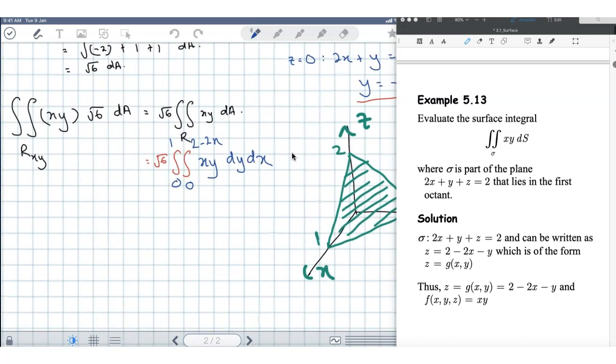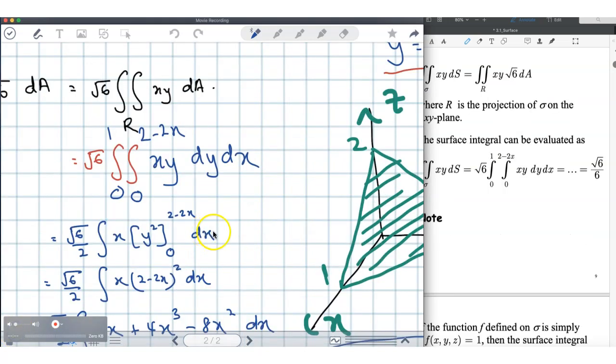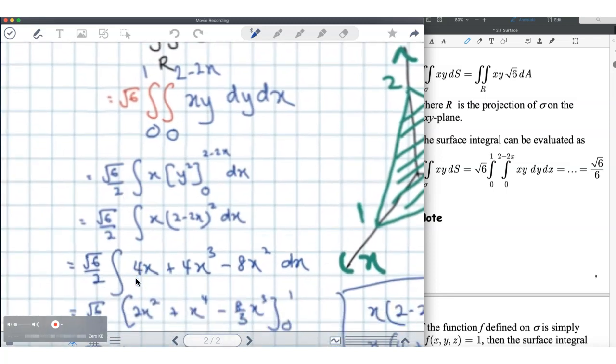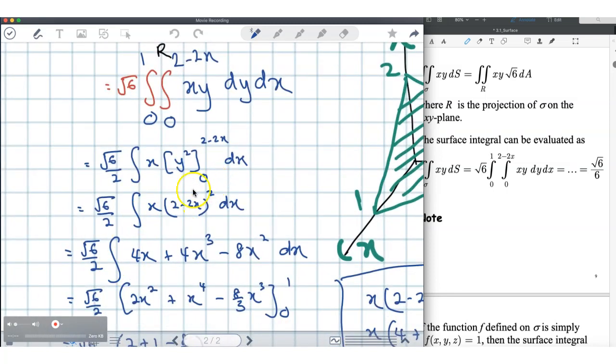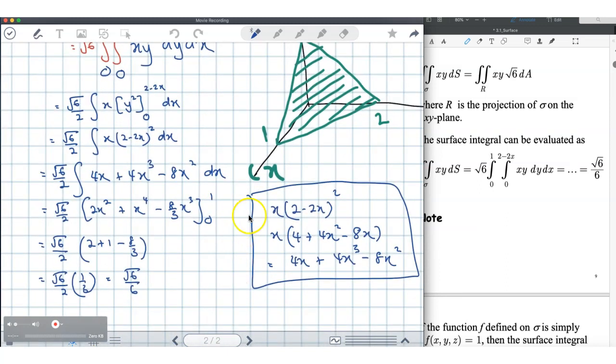Then we can integrate, as for a regular double integral that you have learned previously. When you integrate, as usual, integrate with respect to y. So we get y squared over 2, and then substitute the limit. Now your expression is in terms of only x, a single integral. We expand this and multiply by x and you will get this. Then integrate with respect to x, and finally put in the limit and get square root 6 over 6.